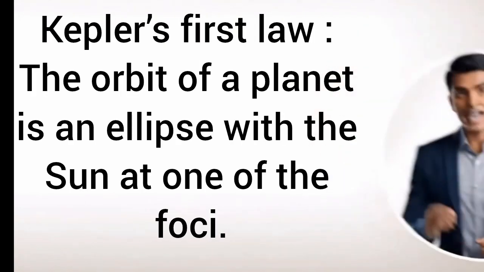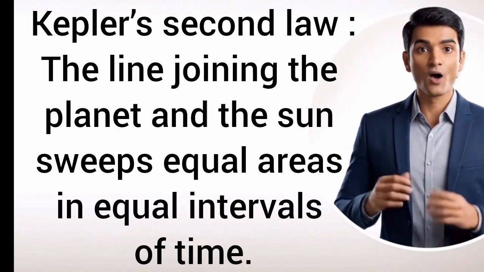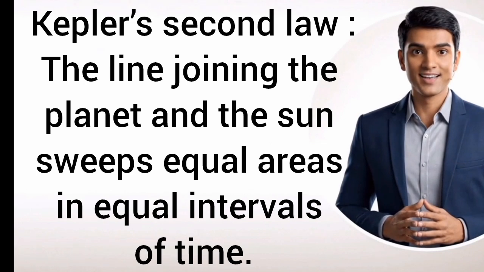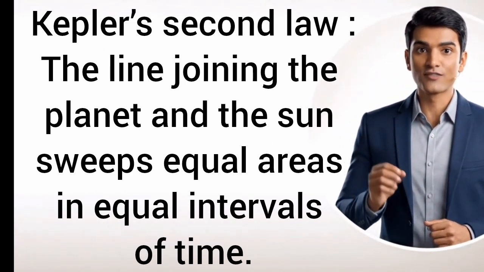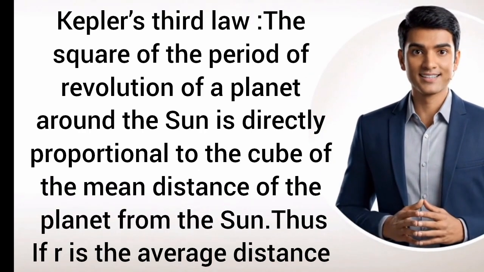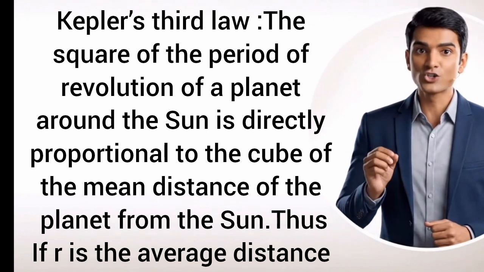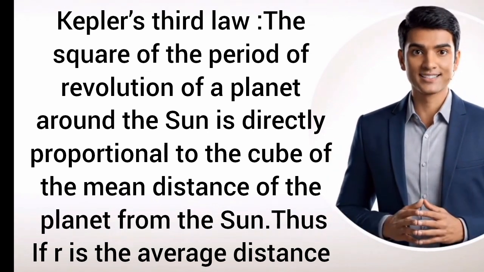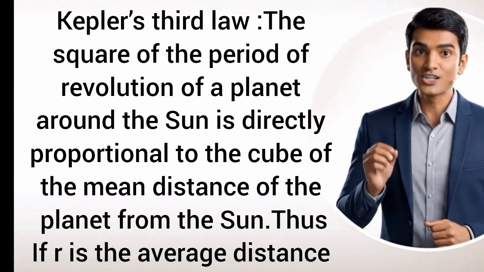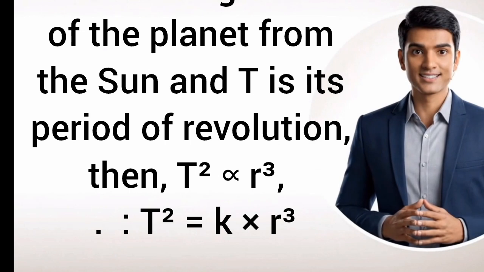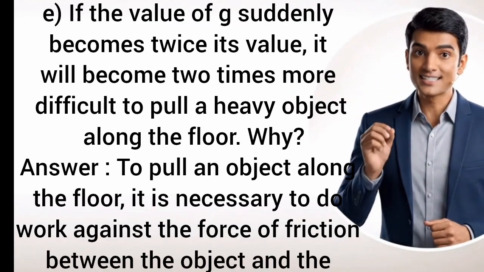Kepler's first law. The orbit of a planet is an ellipse with the Sun at one of the foci. Kepler's second law. The line joining the planet and the Sun sweeps equal areas in equal intervals of time. Kepler's third law. The square of the period of revolution of a planet around the Sun is directly proportional to the cube of the mean distance of the planet from the Sun. Thus, if r is the average distance of the planet from the Sun and T is its period of revolution, then T squared equals k times r cubed.